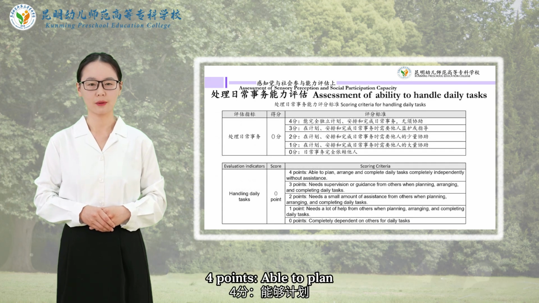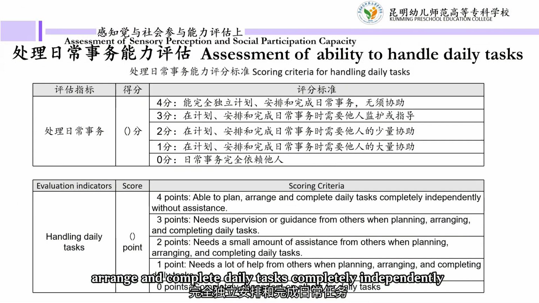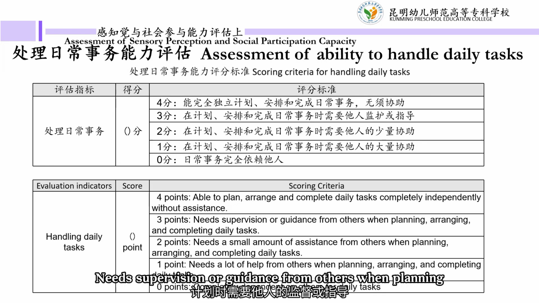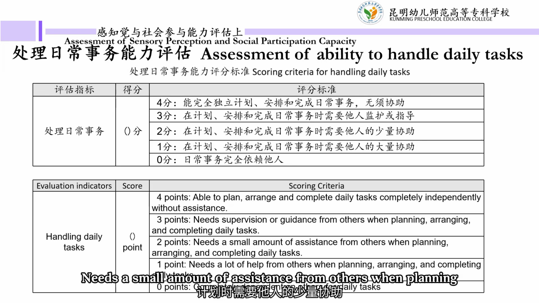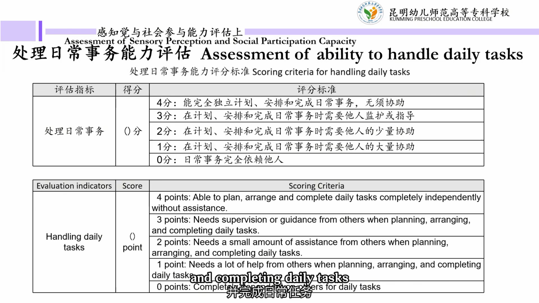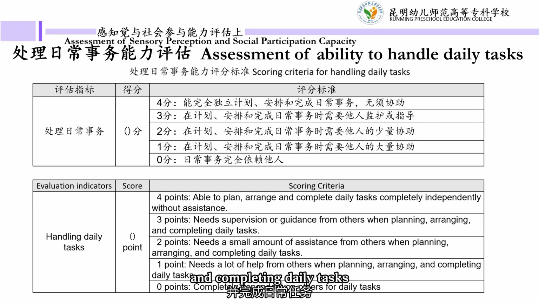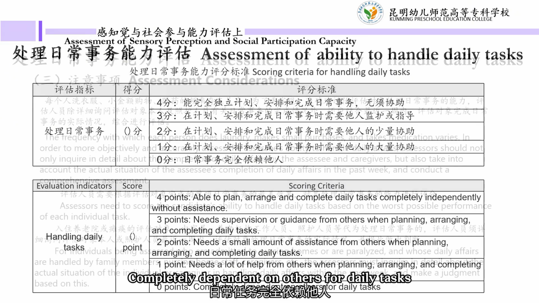4 points. Able to plan, arrange, and complete daily tasks completely independently without assistance. 3 points. Needs supervision or guidance from others when planning, arranging, and completing daily tasks. 2 points. Needs a small amount of assistance from others when planning, arranging, and completing daily tasks. 1 point. Needs a lot of help from others when planning, arranging, and completing daily tasks. 0 points. Completely dependent on others for daily tasks.